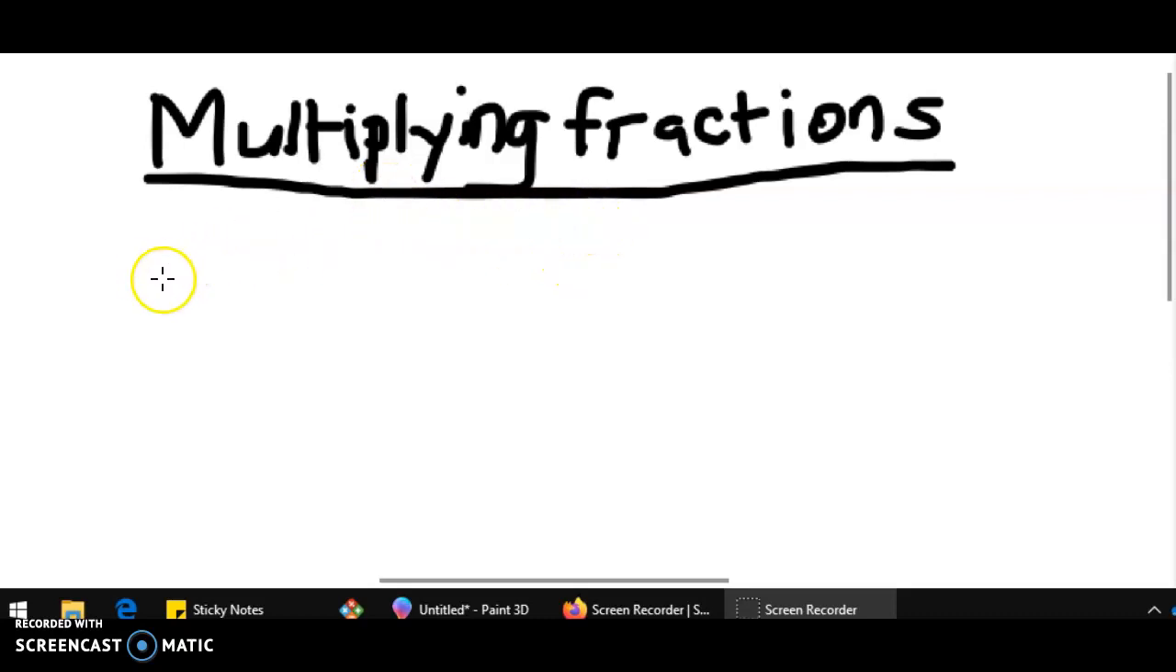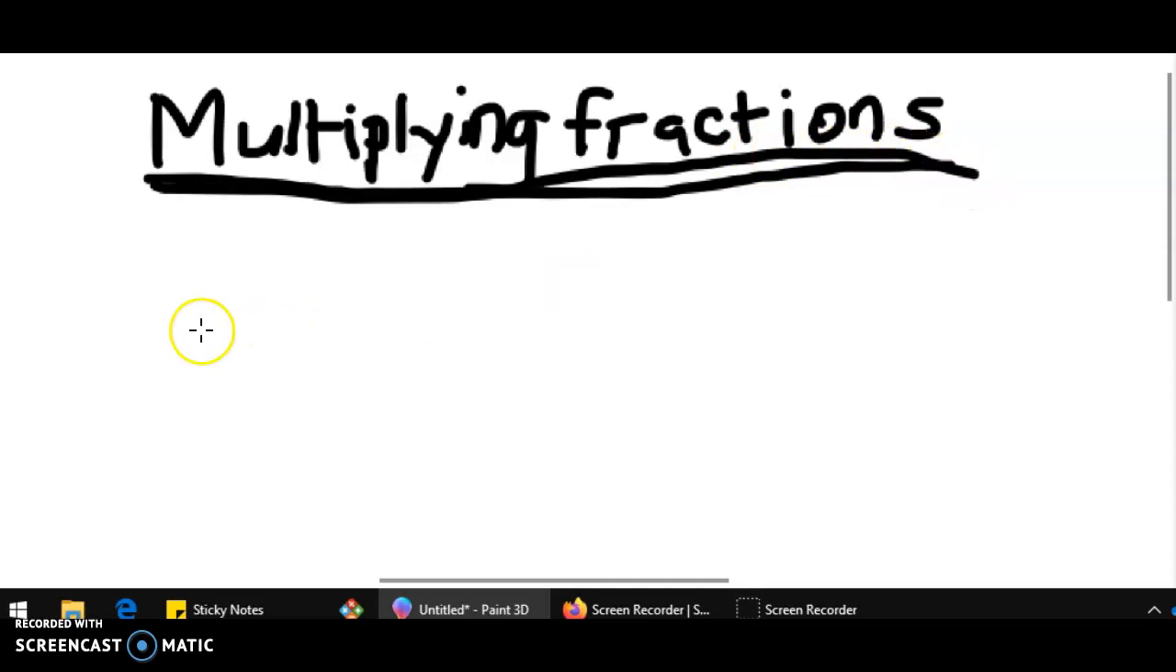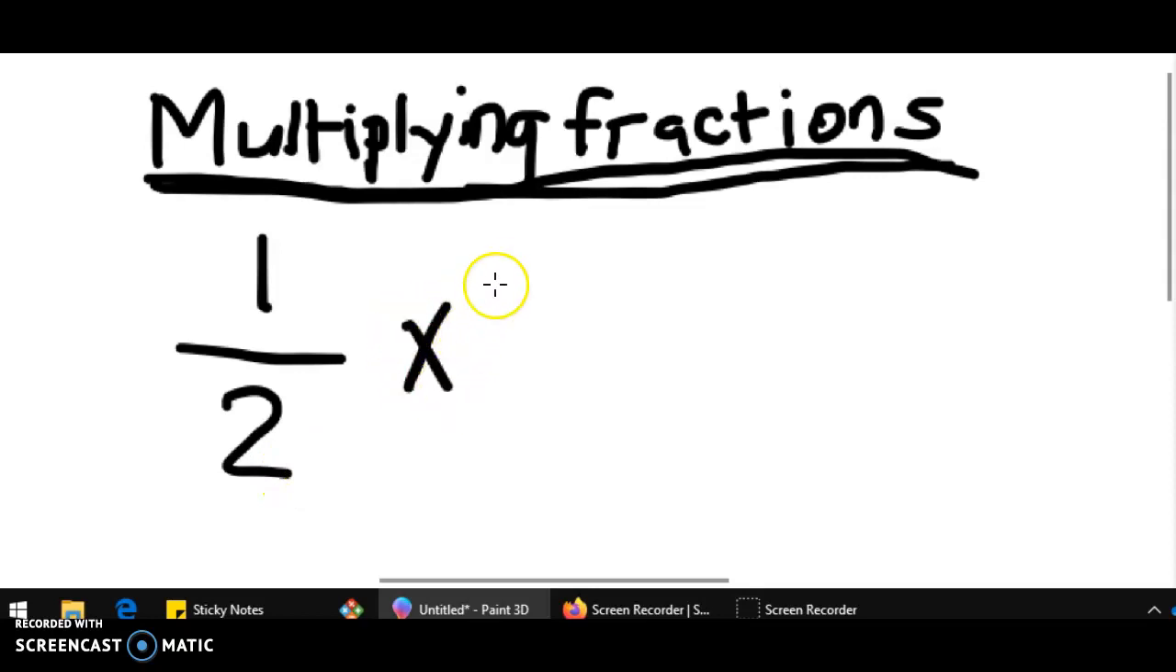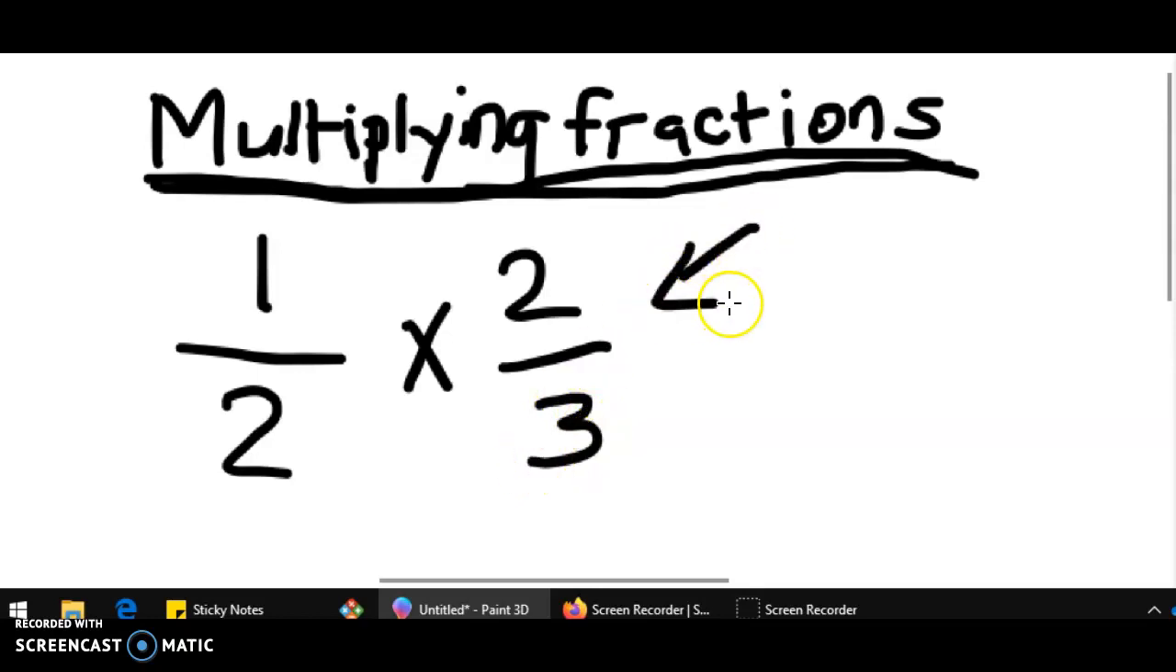Hi everyone, today we are going to learn about multiplying fractions. For example, 1 over 2, a half, times 2 over 3. This is an example of multiplication of proper fractions.